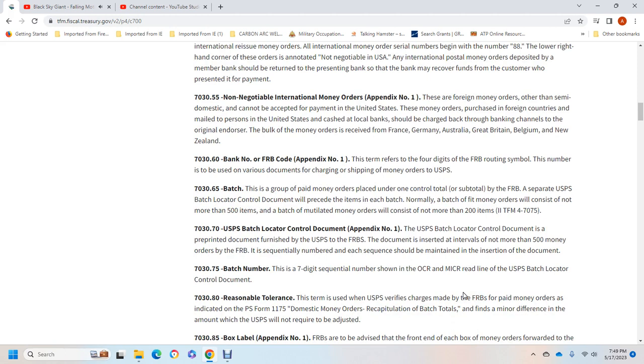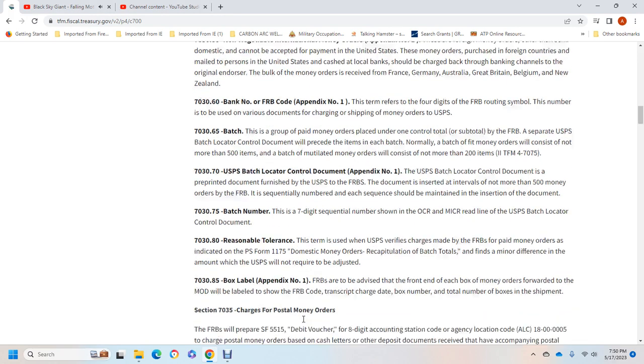If the preprint of the document is furnished with the USPS, the Federal Reserve Bank in the system documents not more than 500 money orders, and the subsequent number of each sequence shall be maintained: the document batch number and the 7-digit serial sequence, the serial number over the OCR and MICR read line. The United States Postal batch located control document is verified against the Federal Reserve Bank paid money orders, as indicated with postal form 1175, domestic money order recapitulation. Minor differences in the batch total will not require the amount to be adjusted.